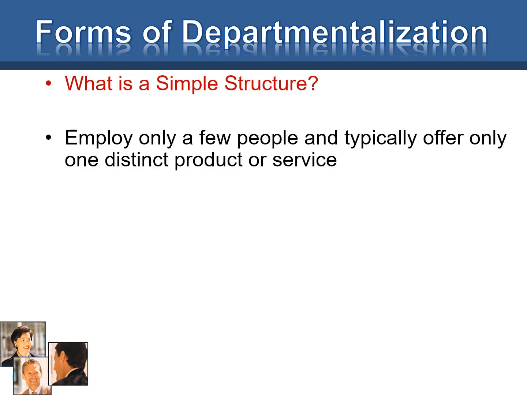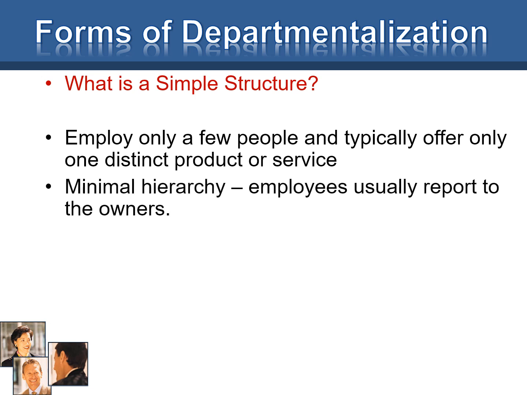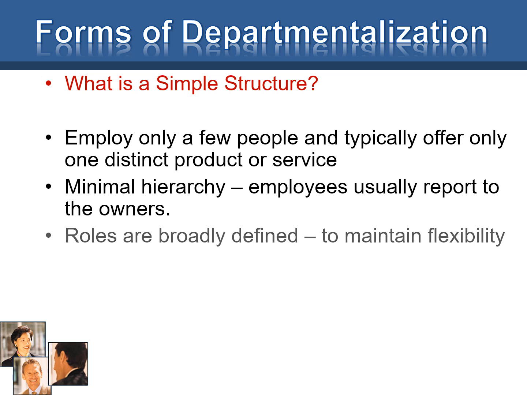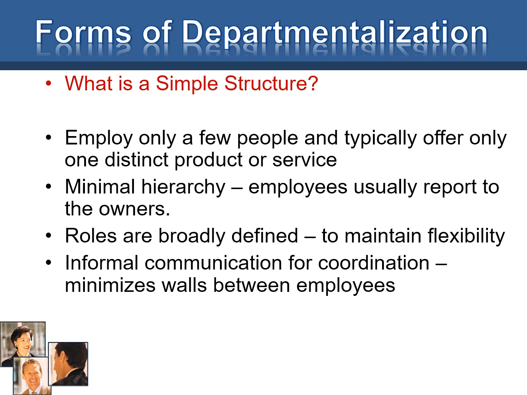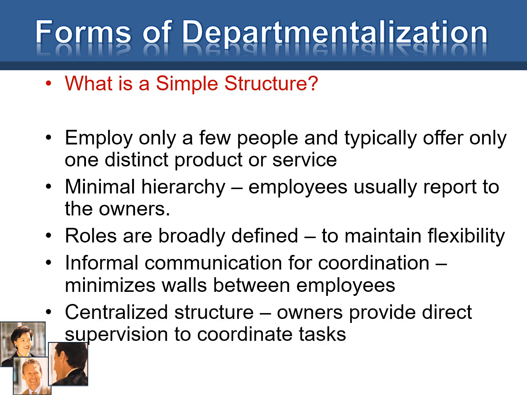Simple structure: employs only a few people and typically offers only one distinct product or service. Has minimal hierarchy; employees usually report to the owners or one manager. Roles are broadly defined so that they remain flexible. There's informal communication for coordination, and it kind of minimizes any walls between employees. Open communication. Centralized structure, owners provide direct supervision to coordinate tasks.